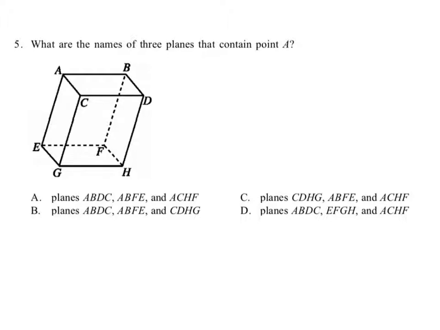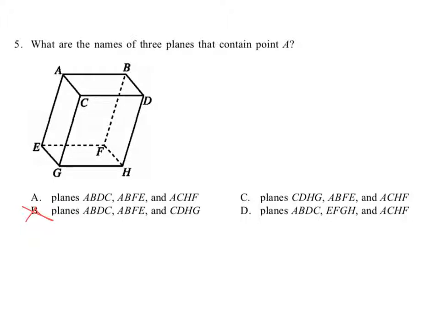A, B, F, E, that's the one in the back. That's this plane in the back. And C, D, H, G is this one in the front. And you can see that this one in the front actually doesn't pass through that. So we can eliminate that, okay? So we'll eliminate choice B.